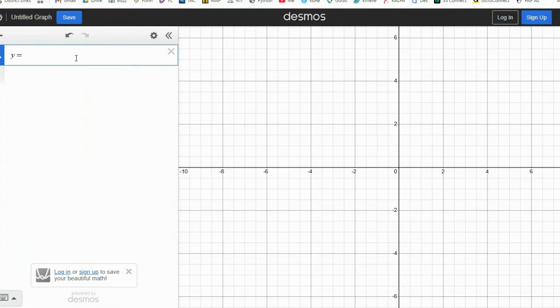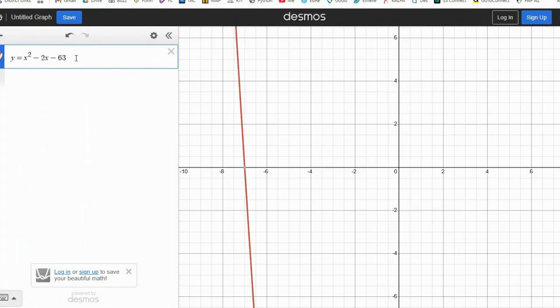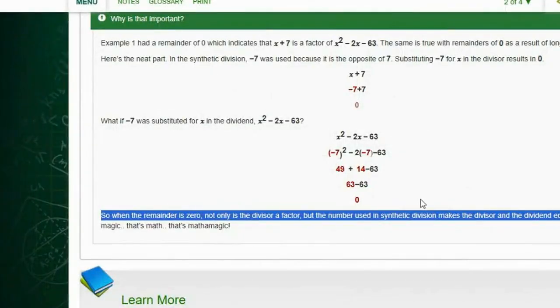Y equals, what was it? X squared minus 2x minus 63. And we said -7 is a 0. And sure enough, -7 is a 0. That is where it crosses the x-axis, because our synthetic division had no remainder. That's one of the solutions. That's what x plus 7 is a factor. So x minus 7 is a solution.